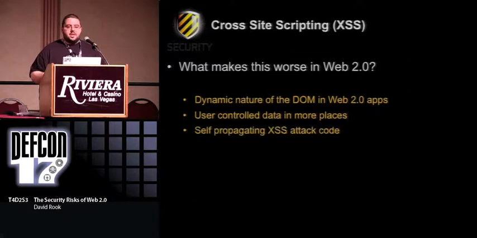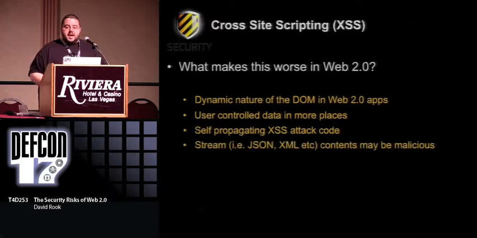We also have now self-propagating cross-site scripting attack code. The cross-site scripting worms that I was talking about, we've got a section on later, but really they're stored cross-site scripting attacks, and we'll look at, again, an example later on. And really tying back to that first point, where we bring in data from data streams like JSON or XML, I think you have to assume that they could be malicious, but I would say a lot of people probably don't.